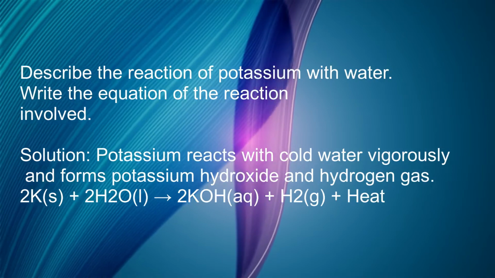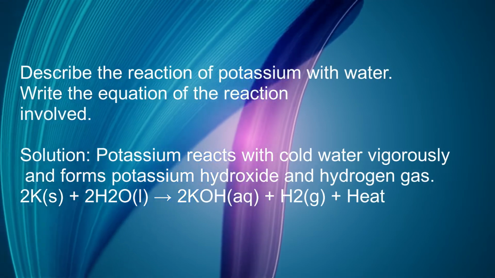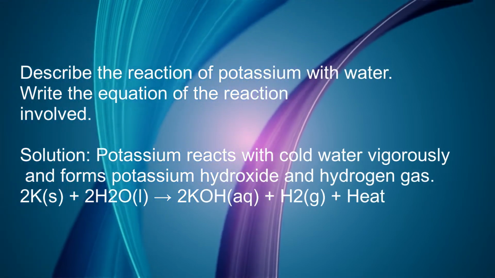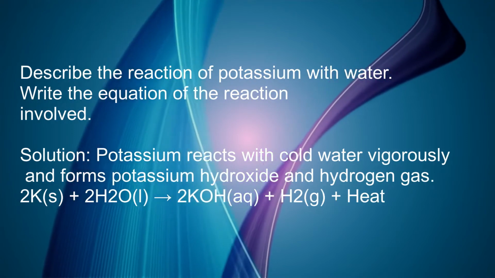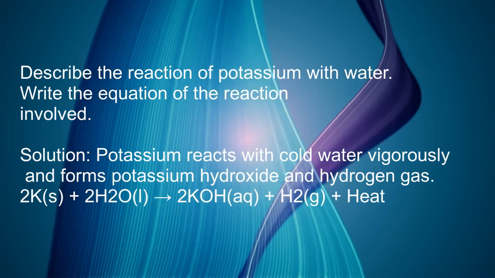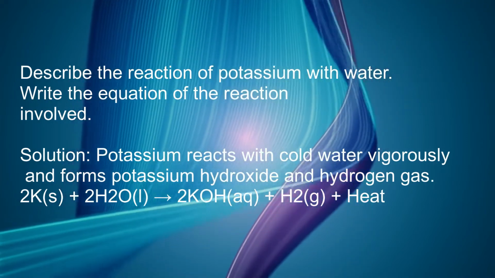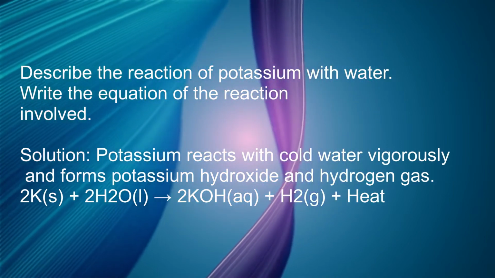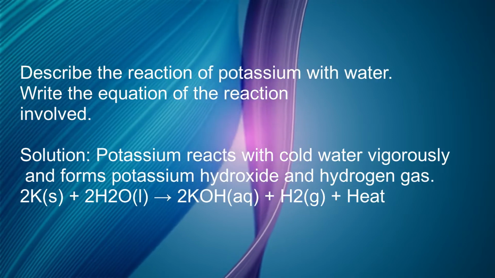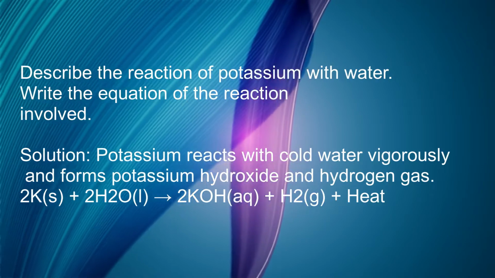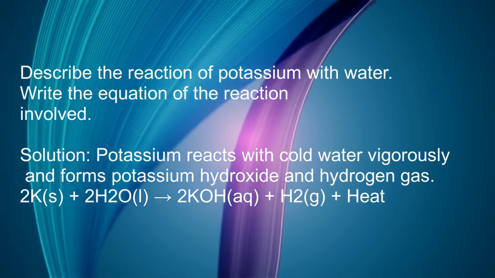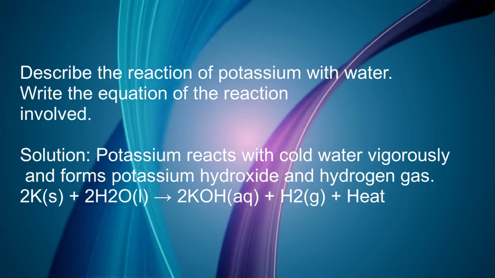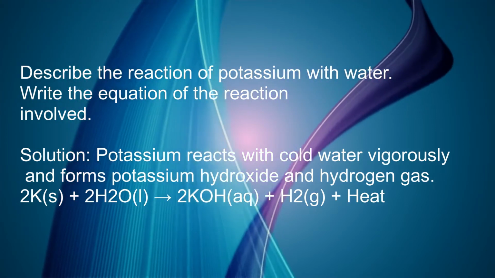Describe the reaction of potassium with water. Write the equation of the reaction involved. Solution: A. Potassium reacts with cold water vigorously and forms potassium hydroxide and hydrogen gas. 2K (potassium, solid) + 2H2O (water, liquid) gives 2KOH (potassium hydroxide, aqueous solution) + H2 (hydrogen, gas) + heat.